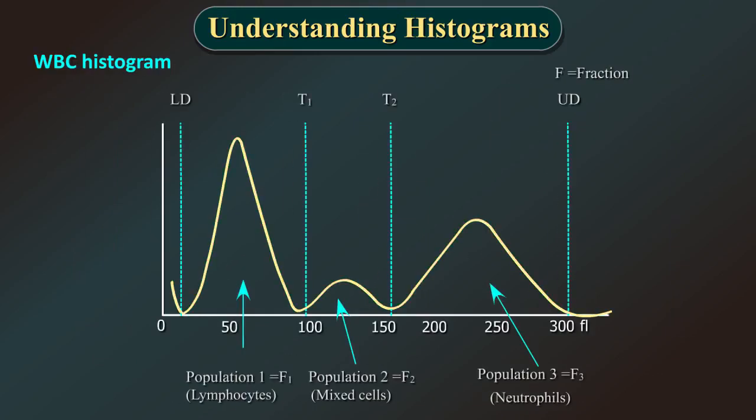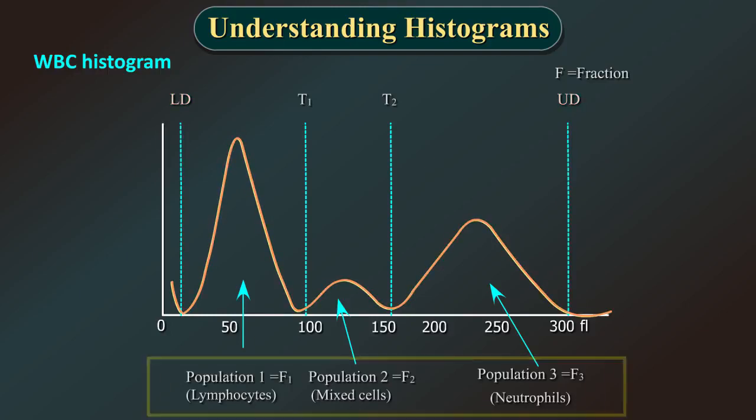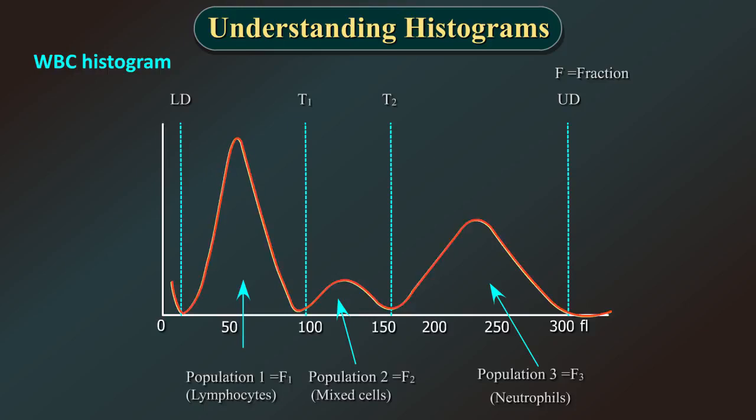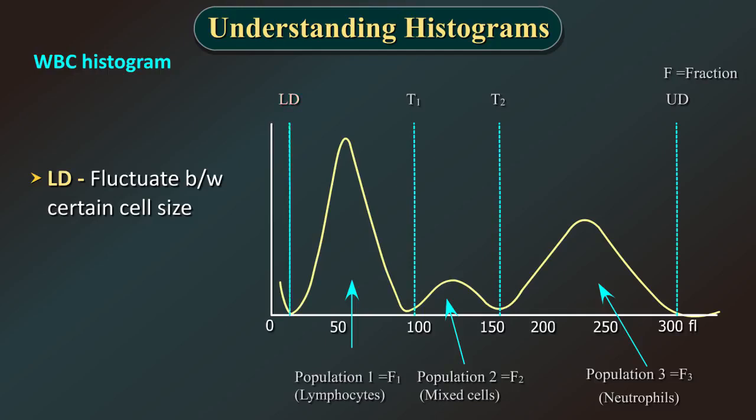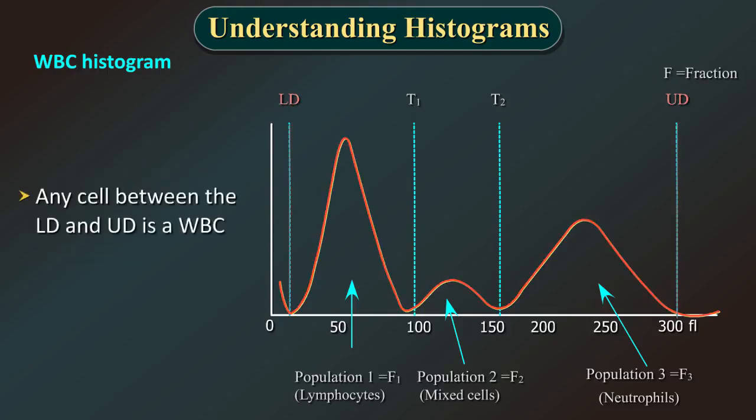This is a WBC histogram with 3 curves between the upper and the lower discriminators denoting the lymphocyte, mixed, and neutrophil populations respectively from left to right. As is evident, these cells cannot form a single bell curve as the sizes differ as per type of WBC. The lower discriminator here is allowed to fluctuate between a certain cell size, say 30 to 60 FL. The upper D, however, is fixed. Any cell between the lower D and upper D is a WBC.